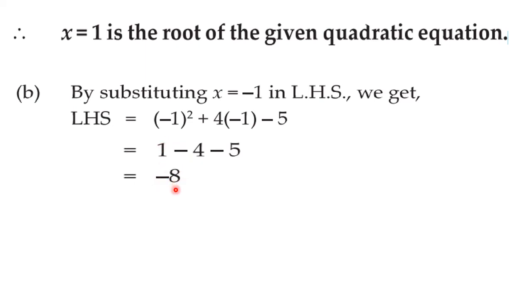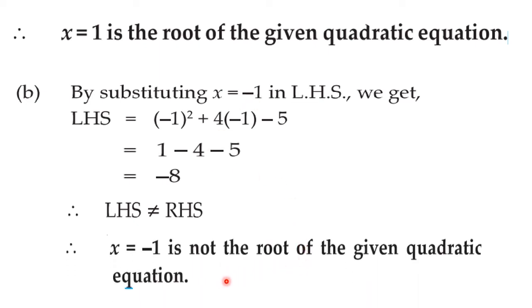But what is our right hand side? 0. Or in other words, this is not equal to 0. This is not equal to right hand side. So here what we got? Left hand side is not equal to right hand side. So what we can say, this value x is equal to minus 1 does not satisfy the equation. That is why x is equal to minus 1 is not a root or not a solution of the given quadratic equation.